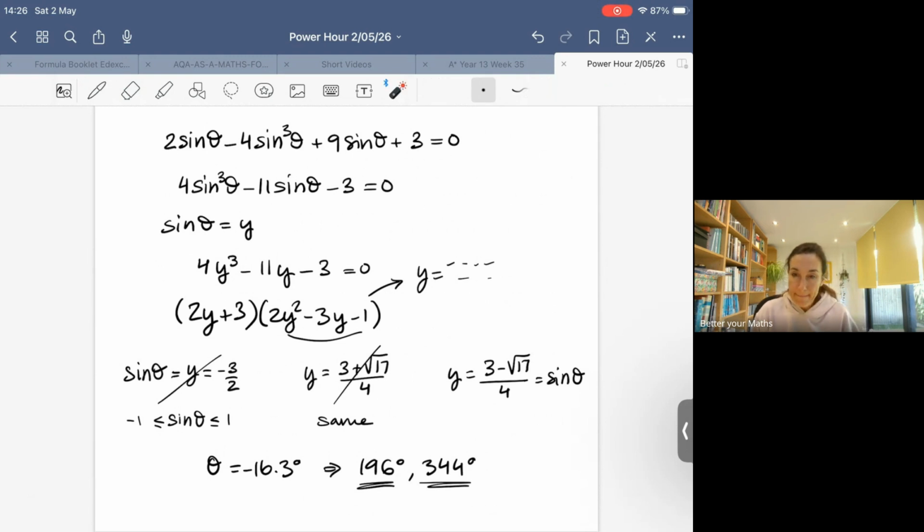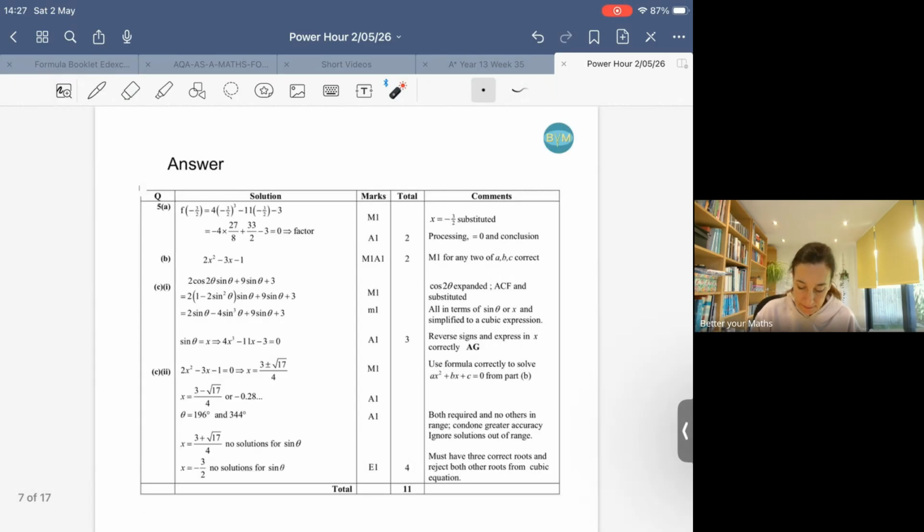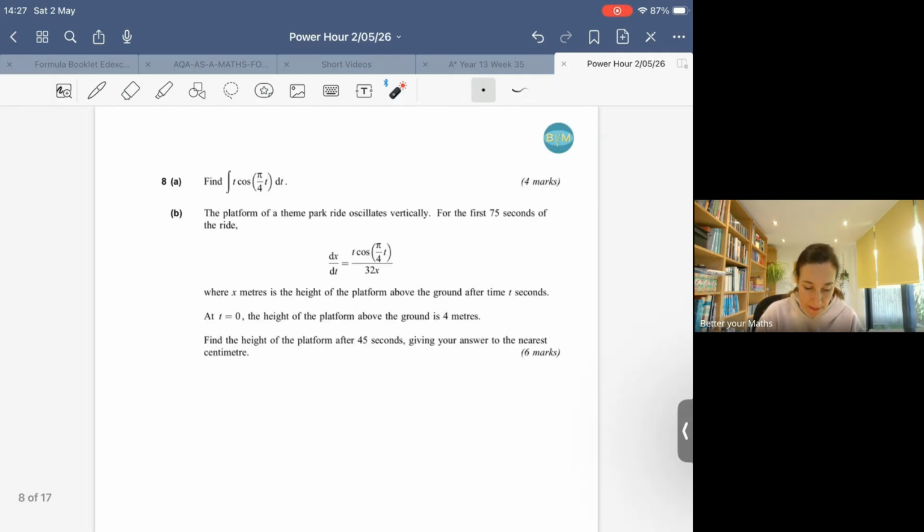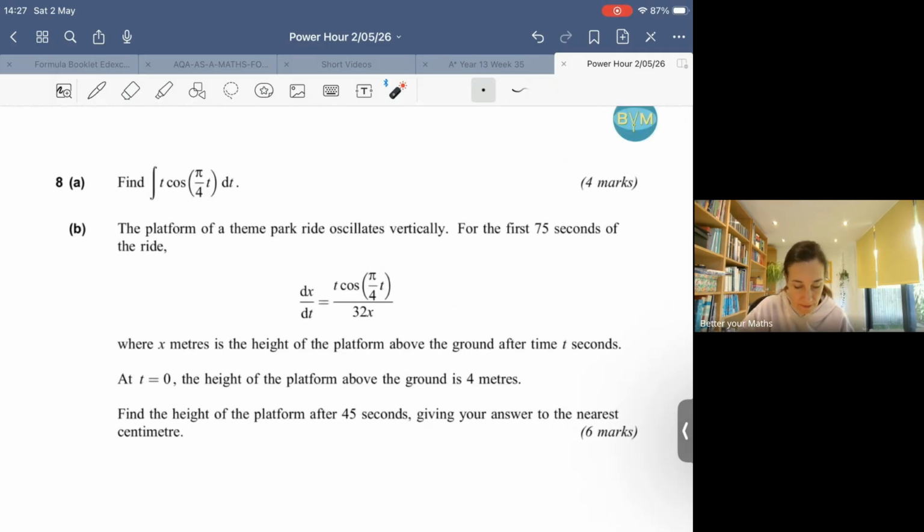Any question? No? Okay, that's it. Then next one. Next one is this integration question. We have to find the integral of t cos something. I was going to ask, can you tell me in the chat what method I'm going to use for this one?